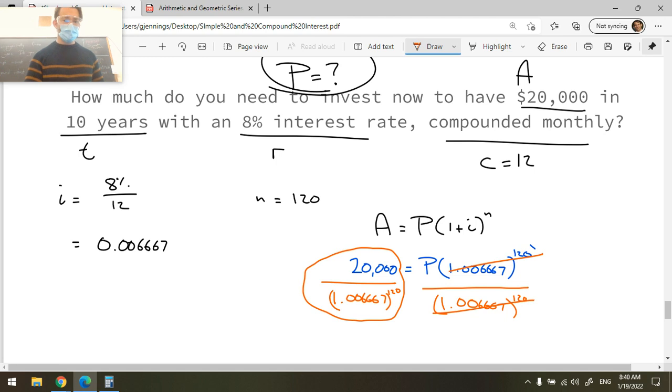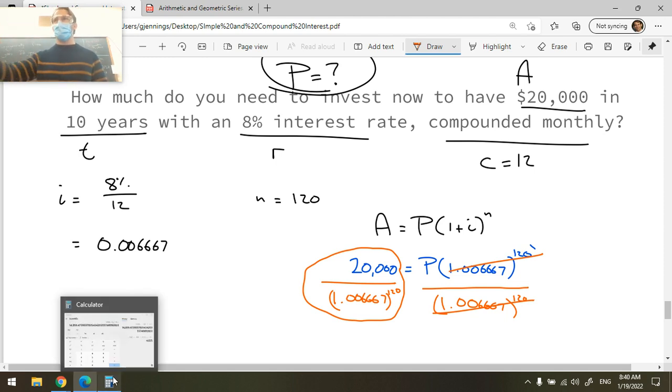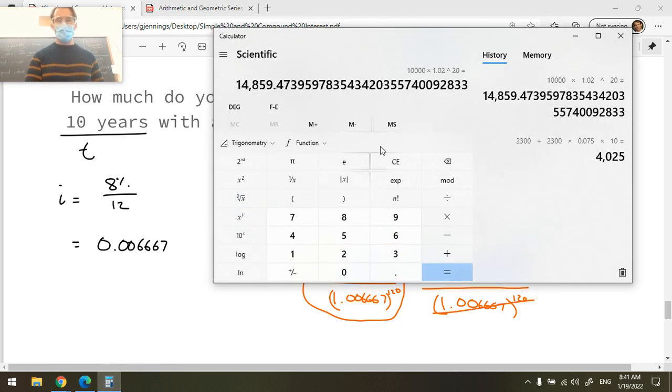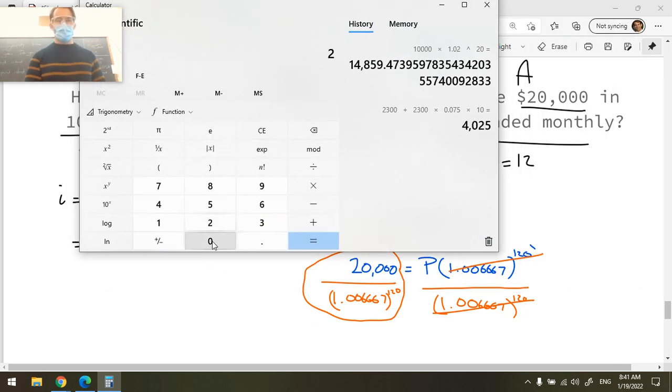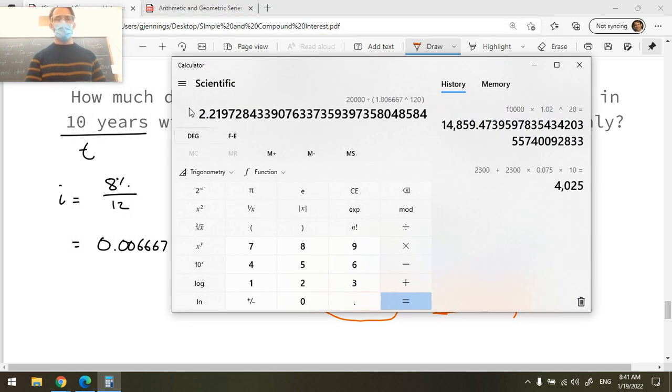So let's do that. I like to go to my calculator once. I don't like to do my calculator, write down a number, and then push that number into my calculator, punch another button. I like to do all of my algebra on paper and then just do the last punching on the calculator whenever possible. So I know that I want $20,000 divided by, and I'm going to put it in brackets, 1.006667 raised to the power 120, and bracket. And so that is the growth factor that I would get at 8% compounded monthly for 10 years.